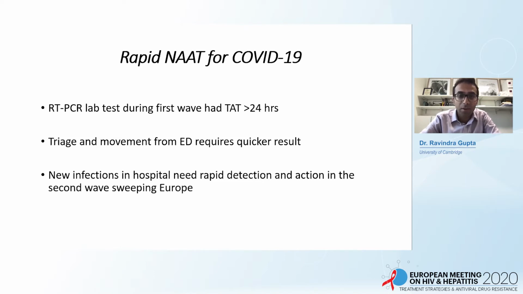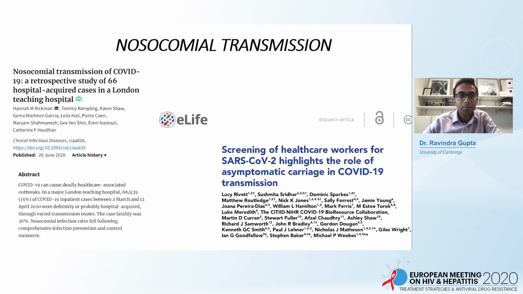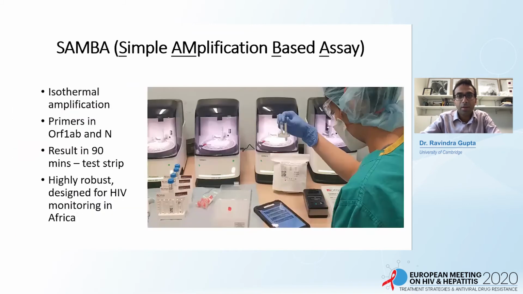So you need a quick result. And of course, we were having many new infections in the hospital. We also had nosocomial transmission, and now we have a second wave sweeping Europe. Of course, we need to avoid nosocomial transmission at all costs. The hospital is a place where we need to be optimally managing people with moderate to severe COVID-19, and any nosocomial transmission, of course, severely compromises our ability to do that, whilst setting up transmission chains that may be difficult to terminate. And these two papers demonstrate this.